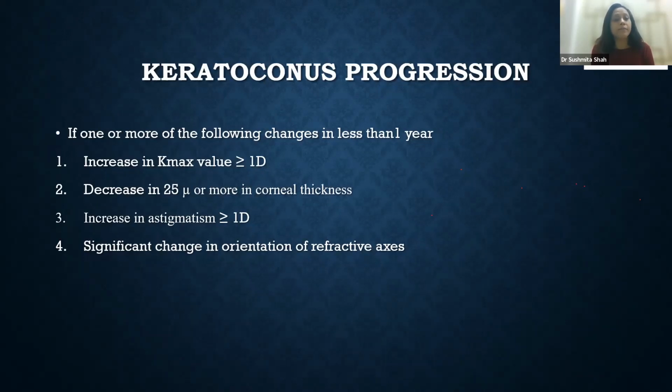Other criteria could be an increase in the astigmatism by more than or equal to 1 diopter, or a significant change in the orientation of the refractive axis, that is the axis of the cylinder.